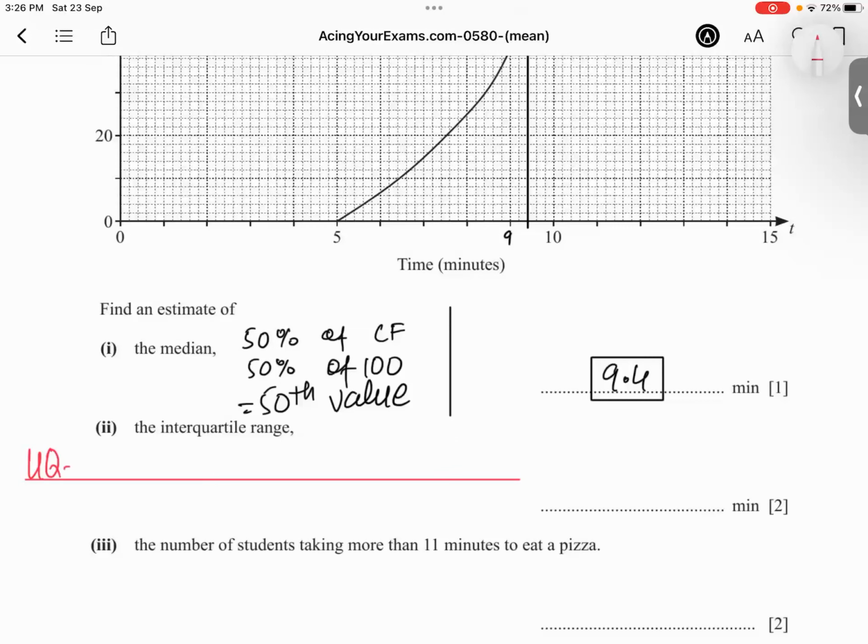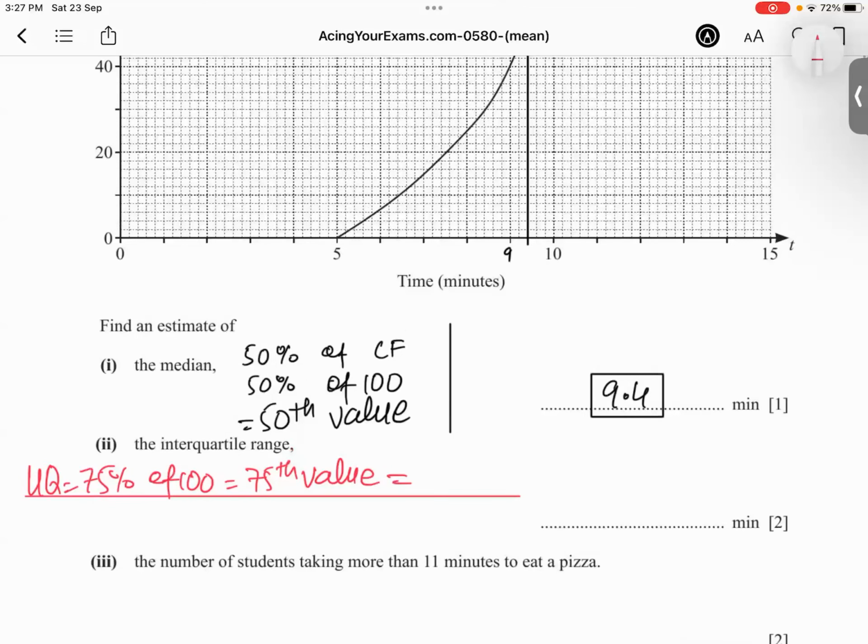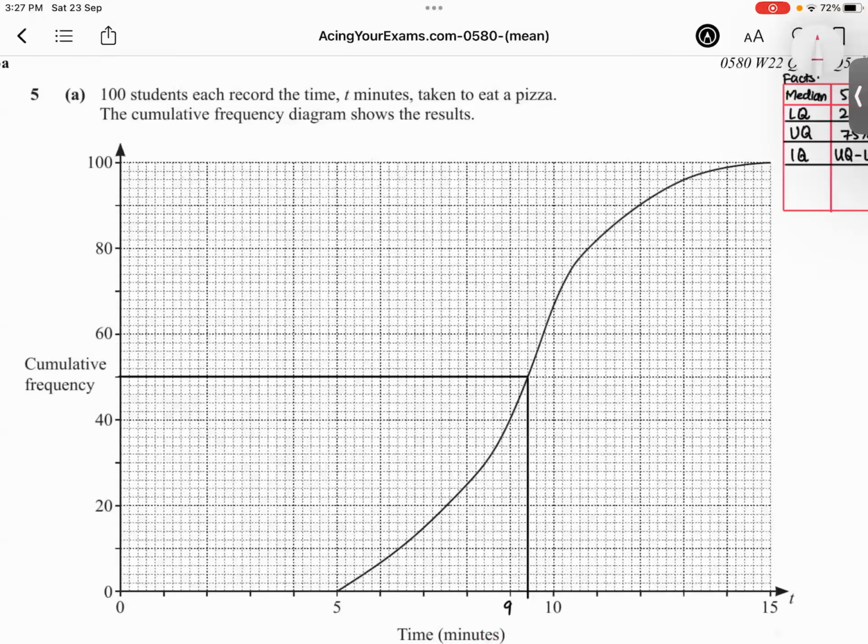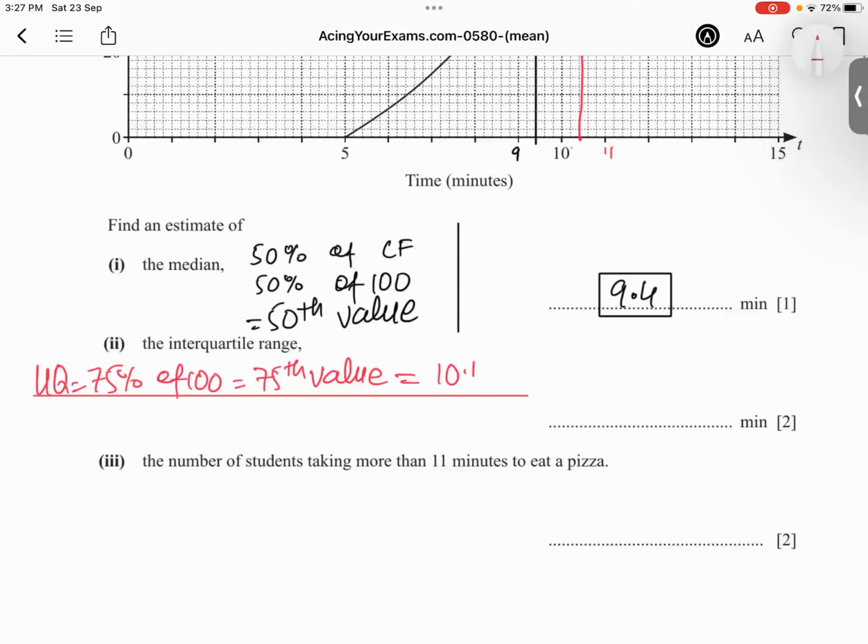So upper quartile is 75% of 100, which is the 75th value. I will review the table for the 75th value. So this is 60 and 70, 80, and 60 is 70. The center point is the 70th value. So this is 10, so between 10 and this is 11. So that is 10.4.